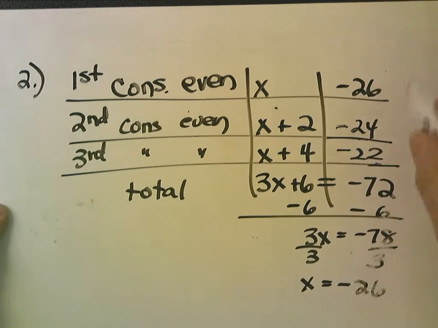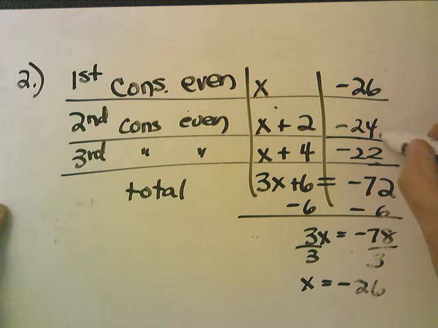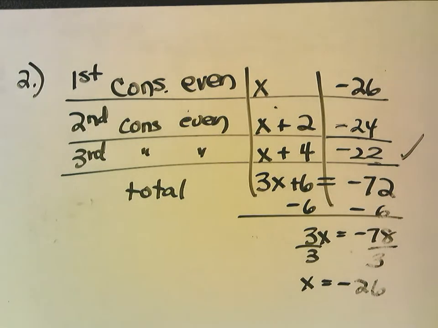Now the great thing about this chart is I can say what 6 plus 4 plus 2 is 12. Carry the 1, 2, 4, 6, 7, it's negative 72. And I know my answer is correct. Okay, so that's number 2.